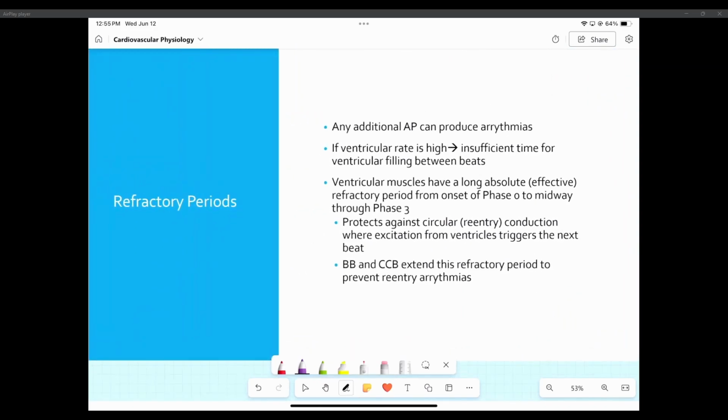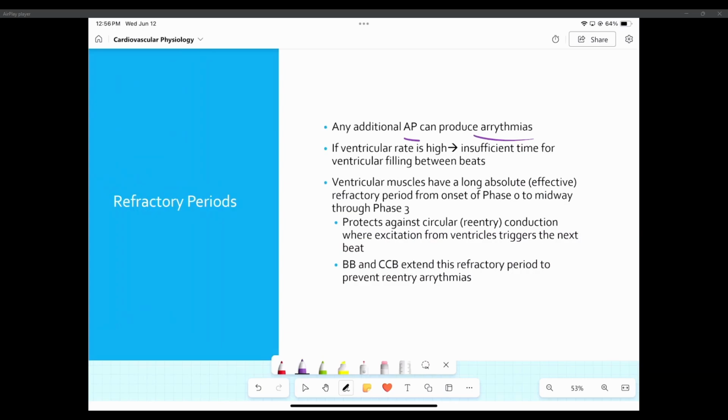Okay, refractory periods. They are here again. We did mention them before. Why do we have an absolute refractory period? What's still going on? Sodium channels have to reset to their normal settings. Not all of them have reset yet, so we have a refractory period. Any additional action potential can produce arrhythmias, so we have to be very careful with excitation of the heart. We don't want those premature ventricular beats, extra heartbeats thrown in there.